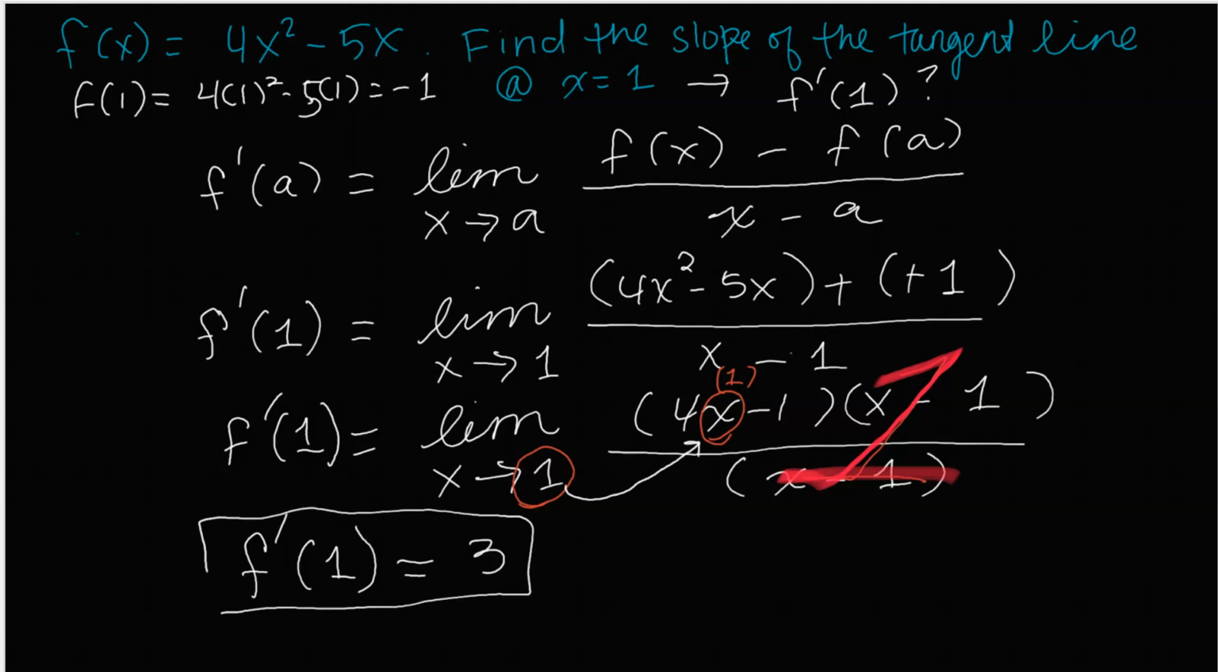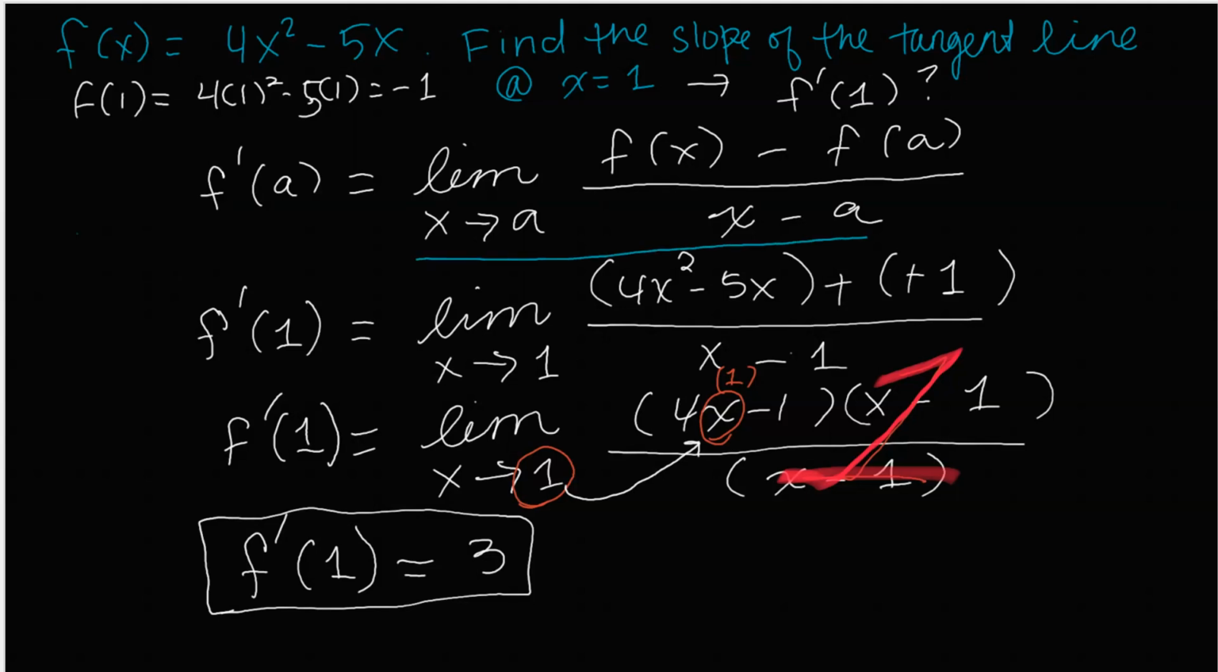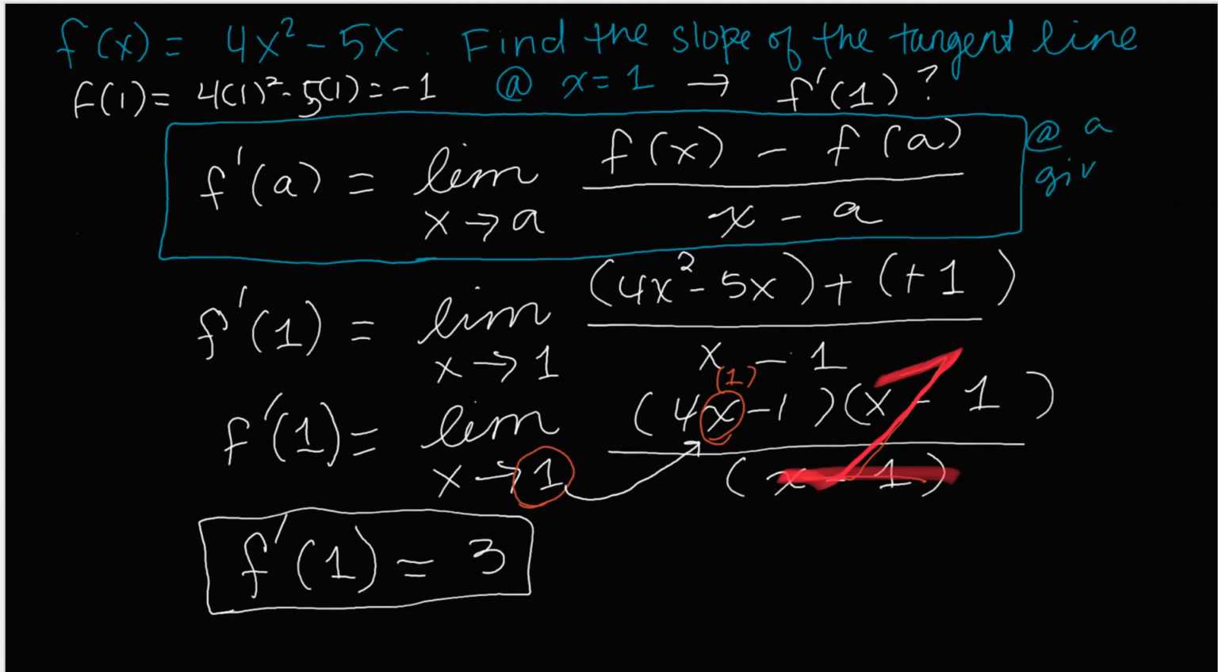So with this definition, you are able to find the slope of the tangent line, or the derivative at a given point. Okay, so you're looking at a given point.